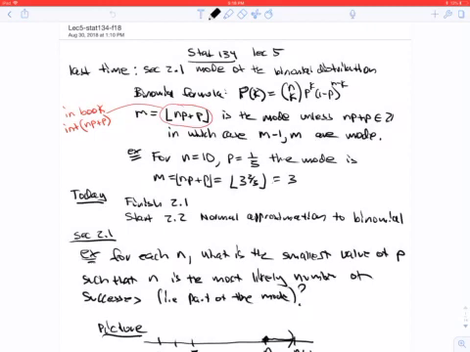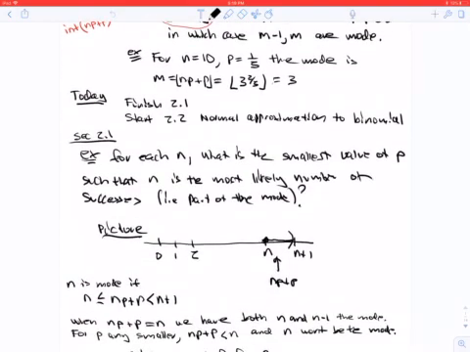So for example, if n is 10 and p is a third, the mode is the floor of np plus p, which is the floor of 3 2/3. 3 2/3 is not an integer, so we have a single mode, namely 3. So today we're going to finish 2.1 and start on the normal approximation to the binomial.